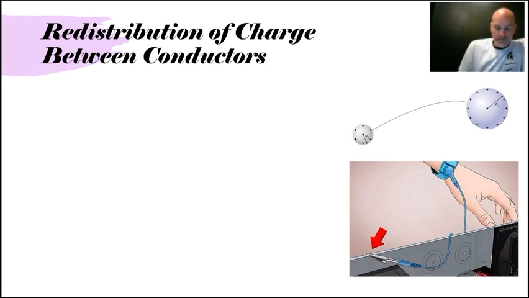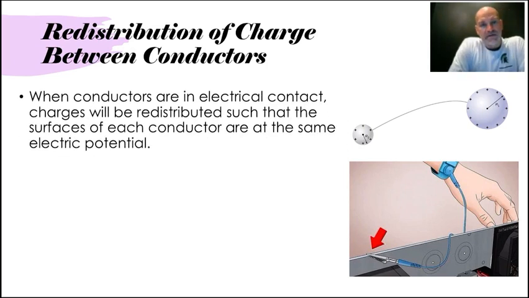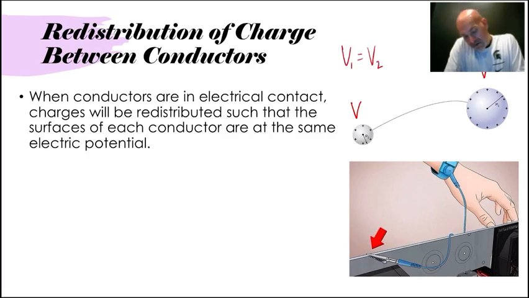Okay. So I got a little fancy with the animations here. When conductors are in electrical contact, the charges will redistribute. One thing that we focus on now is that the potential is going to be the same between them. So V for sphere one is going to be equal to V for sphere two. But some of the other stuff is not going to be equal. For example, sigma, the area distribution for sphere one will be greater than for sphere two.